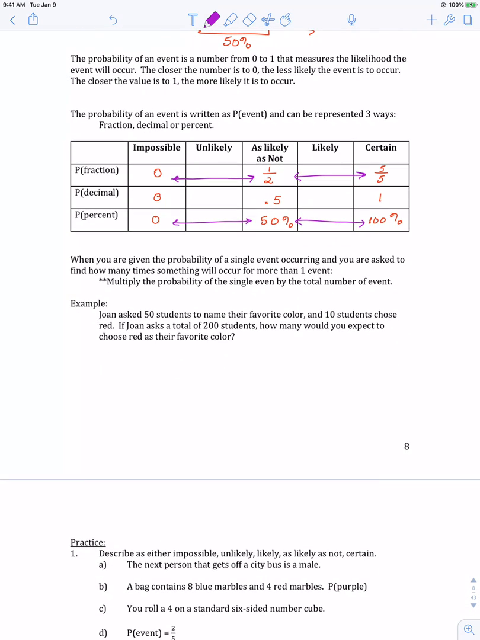The last thing for the new material, and then we'll look at some examples, is how can I take a probability and use it to make a prediction? And what we're going to do is proportions, because we like proportions. So if we look at this example on number 8, it says Joan asked 50 students to name their favorite color, and 10 of the students chose red. If Joan asked 200 students, how many students would you expect to choose red? So the question is asking us for red, and what else we know are students, total.